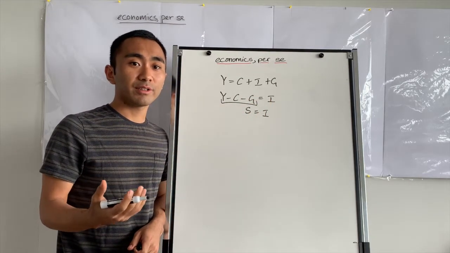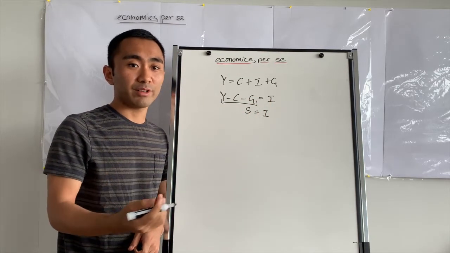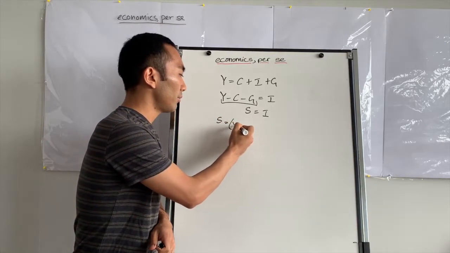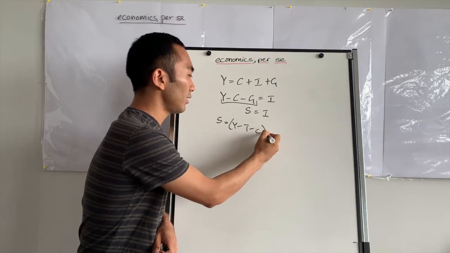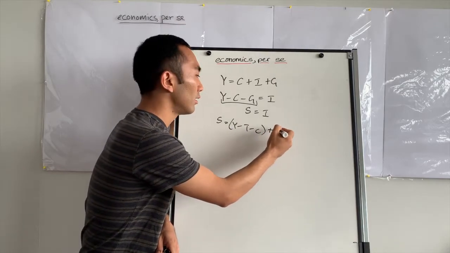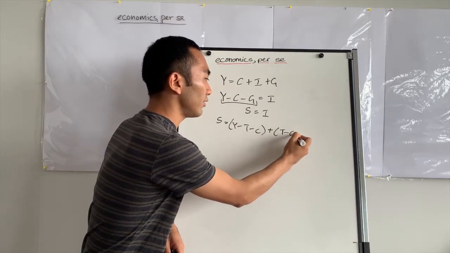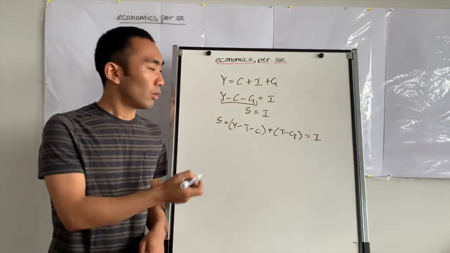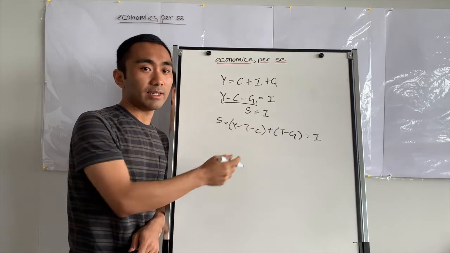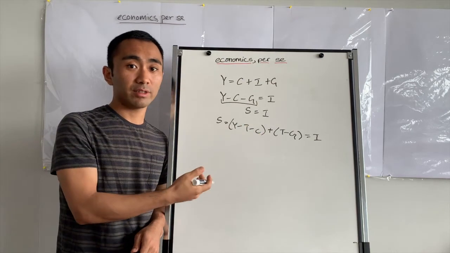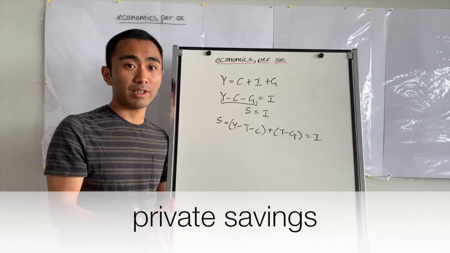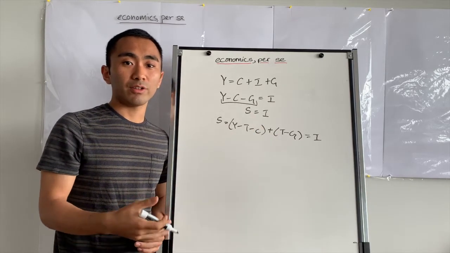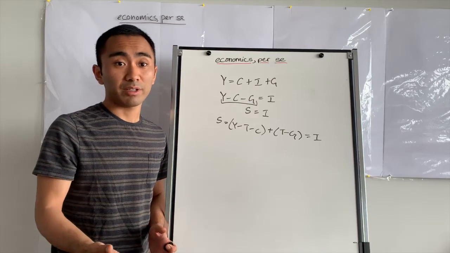We can further split saving into private savings and public savings. So S would be equal to Y minus T minus C plus T minus G, equal to I. Y minus T minus C is just disposable income minus consumption, and it's private savings. T minus G is government revenue minus government spending, which is public savings.